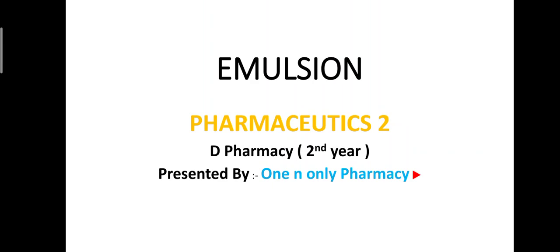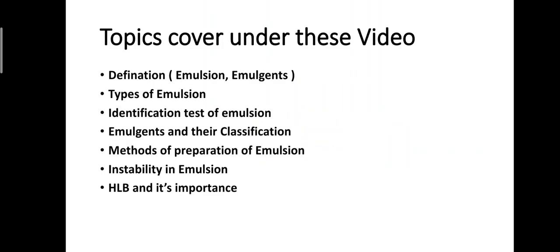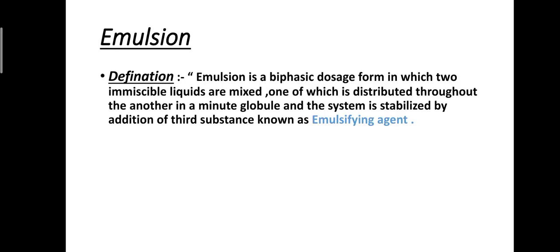Let's see the topics covered under this video. Which topics are we covering? First, definition of emulsion: what is emulsion. Types of emulsion, identification tests of emulsion, classification of emulsions, methods of preparation of emulsion, instability in emulsion, and HLB and its importance. These are the topics we cover in today's video. Let's see one by one.